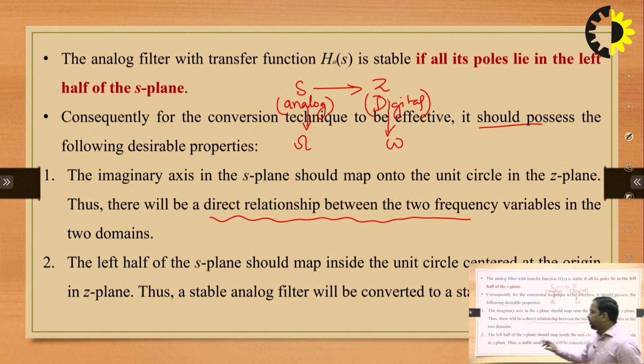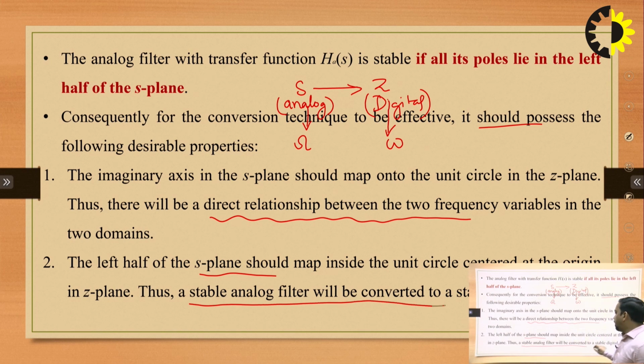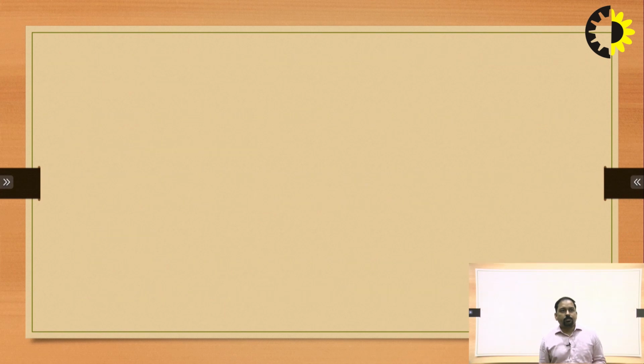Also, the left hand side of the S plane should be mapped inside the unit circle, so that a stable analog filter in the S domain is converted into a stable digital filter in the Z domain. So these are a few points associated with the transformation, if we are moving from the analog domain to the digital domain. So these are the desirable properties. The filter must have these properties.